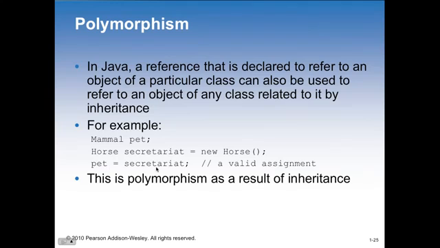But in this particular case, it's not going to work for us because we went from a lower level of the hierarchy to a higher level. If we go from the higher to the lower, it actually does work. So this is polymorphic as a result of inheritance. This works as a valid assignment, pet is equal to secretariat, because we're in the same line of inheritance and we're taking advantage of the polymorphic behavior.